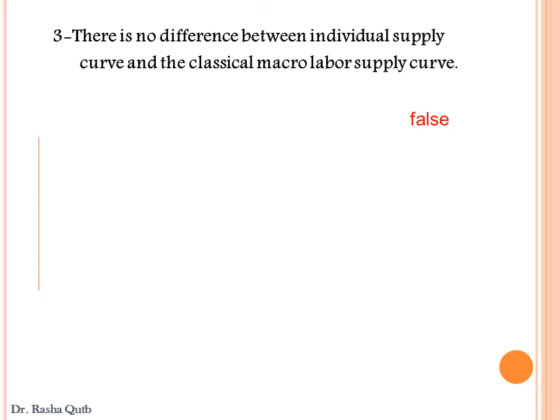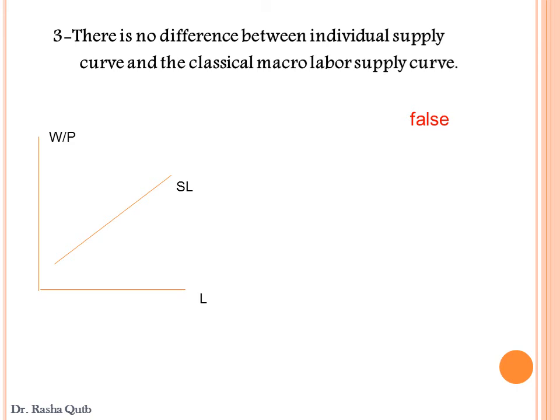Starting with the classical labor supply curve, we have to remember that in the classical thought, workers attempt to maximize their utility, depending positively on real income, which is the real wage, and leisure time. The classical labor supply curve is upward sloping. What does it mean? It means that it is positively sloped. It means that more working hours are assumed to be supplied at a higher real wage rate.